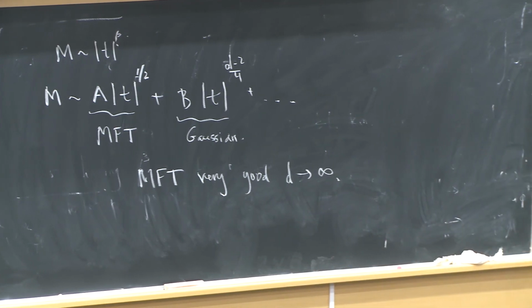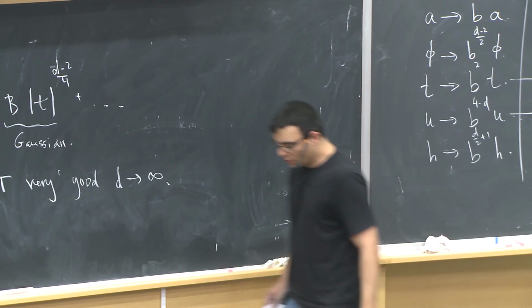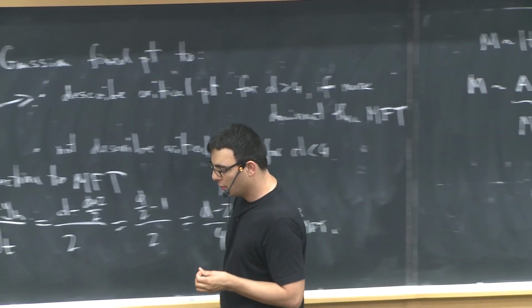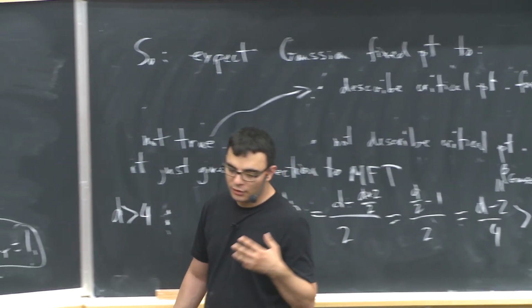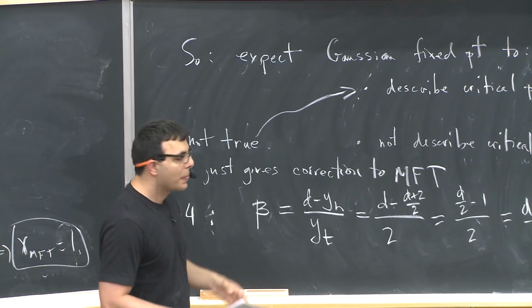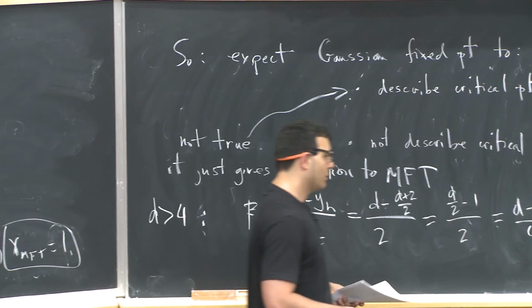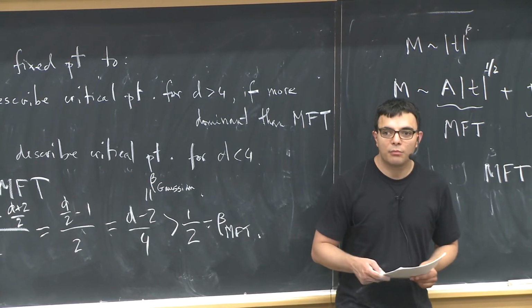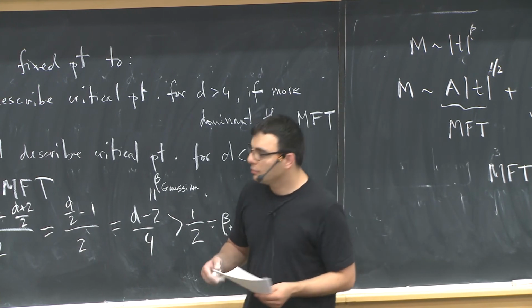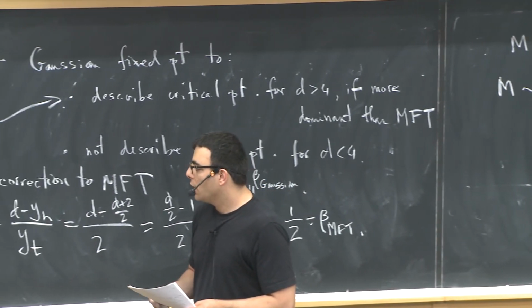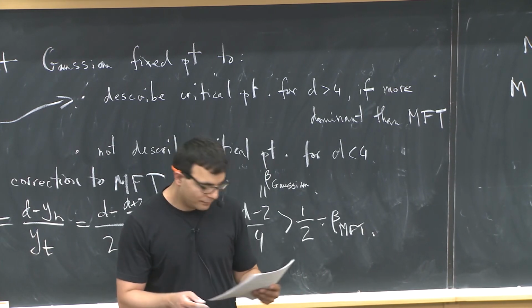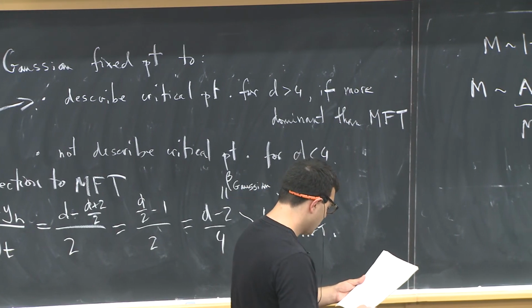Mean field theory is the idea that the magnetic field that each spin feels is due, on average, to its neighbors. And this is a very good approximation in a large number of dimensions, where the number of neighbors goes to infinity. Okay.